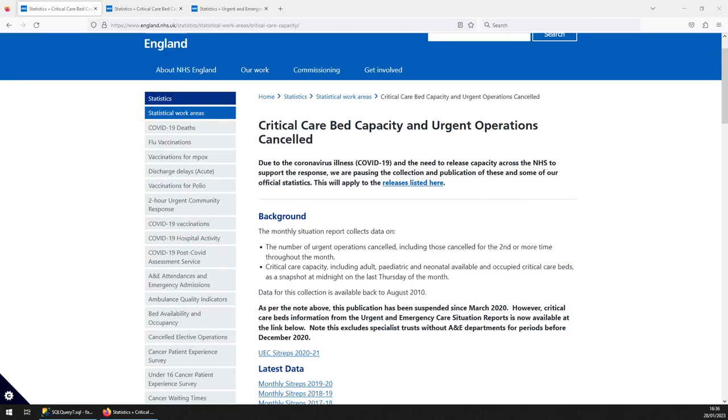Hello and welcome to another Facts and Dimensions Spotlight Dataset. In this one we're covering critical care bed capacity and urgent operations cancelled.